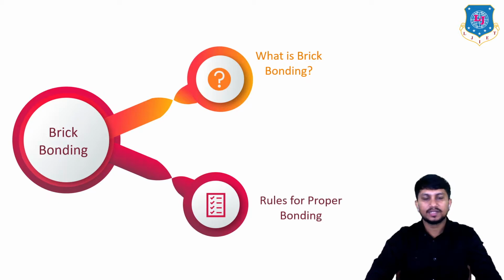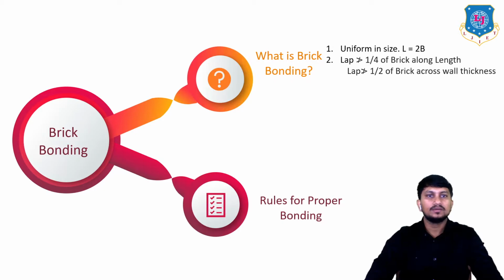In brick bonding, there are also some rules for proper bonding. Let's see these rules. First rule is all the bricks should be uniform in size and the length of the brick should be equal to 2 times the width of the brick. Second rule is the lap should not be greater than one-fourth of the brick along the length, and the lap should not be more than one half of the brick across the wall thickness.